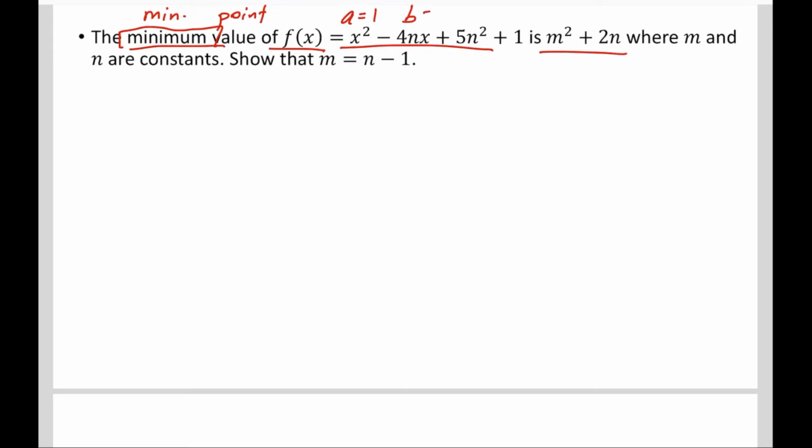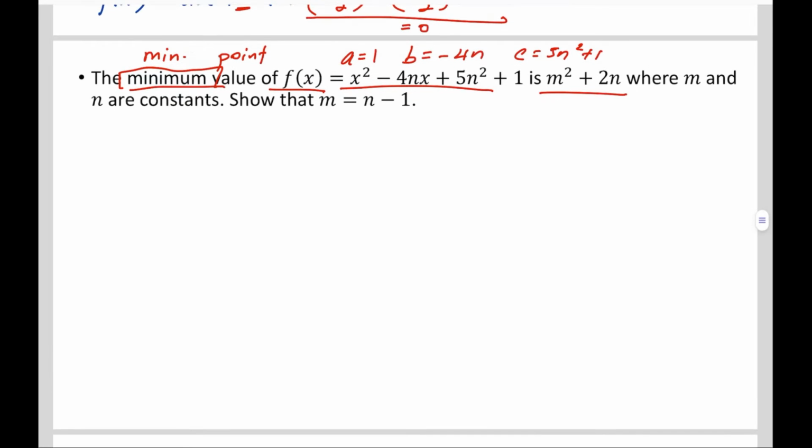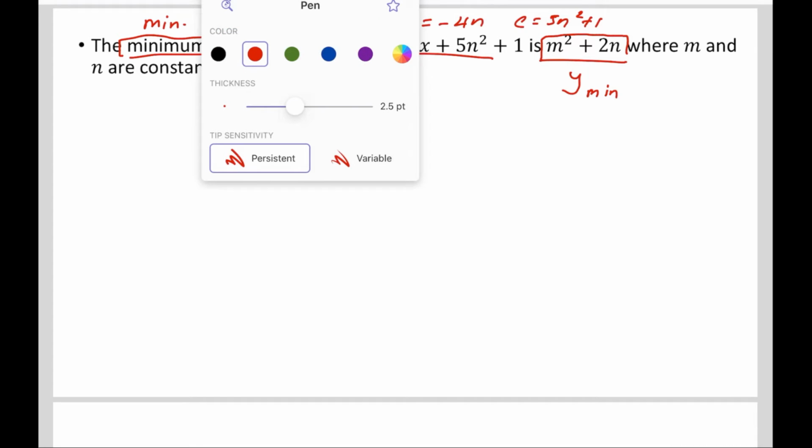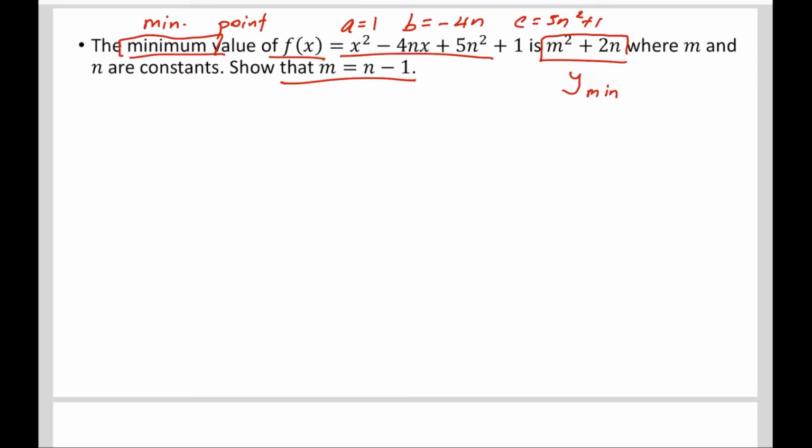And so on and so forth, b and c. You should be able to figure out a, b, c here. And this is the minimum value. When we have a minimum value, do we refer to it as x or y? Minimum value is referred to as y, or you can call it f of x. This is your minimum value of y. Where m and n are constants, show that m equals n minus 1. You can use many methods to find the maximum or minimum point, but in this case, I want to show you how to do it by completing the square.